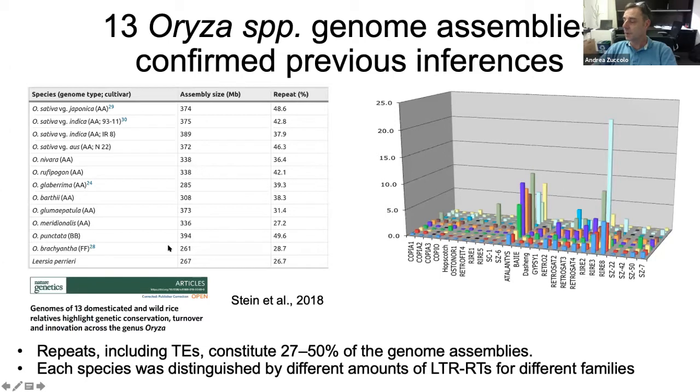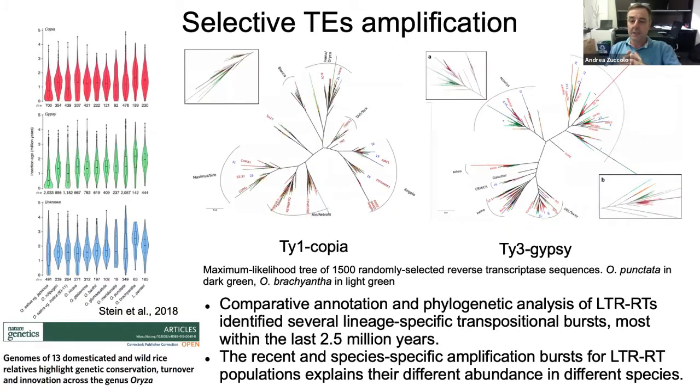And once more, we were able to confirm that each species was distinguished from the others by the different amount of long-terminal repeat retroelements for different families. Selective amplification of TEs has a key role in defining chromosome shape and evolution. And we studied this kind of event using phylogenetic analysis across the entire genus. Here are presented two trees, one referring to Ty1/copia, the other to gypsy elements.